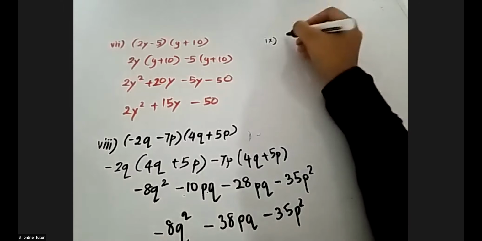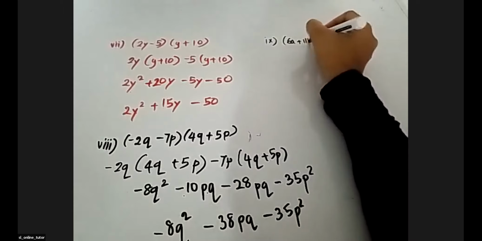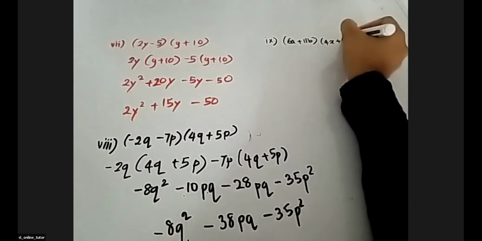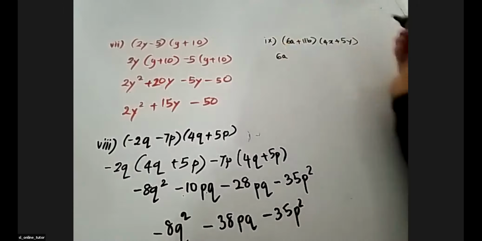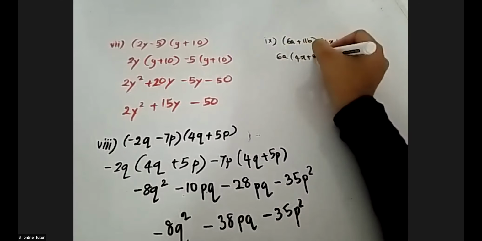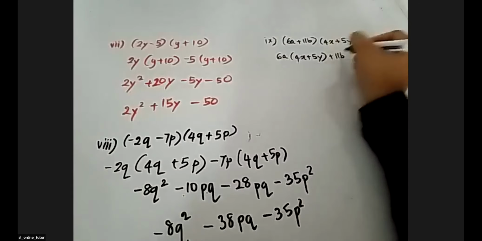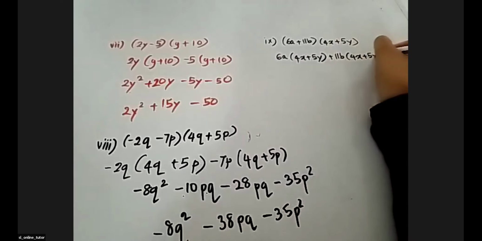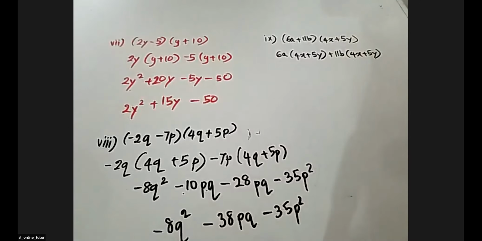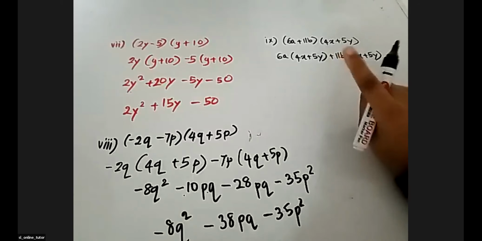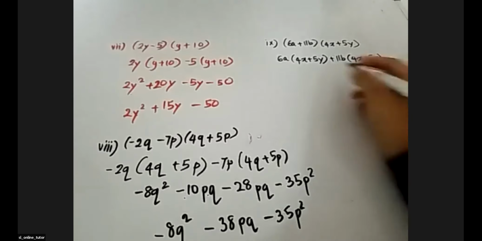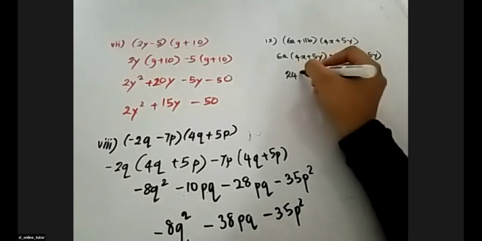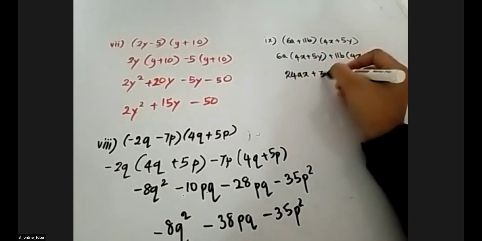Right? Roman number 9. 6a plus 11b, 4x plus 5y. So 6a I can take, 4x plus 5y, and plus 11b, 4x plus 5y. Yes, Hima, what is your answer for this question that you got? 24ax plus 30ay plus 44bx plus 55by. No, you have to take the like terms.